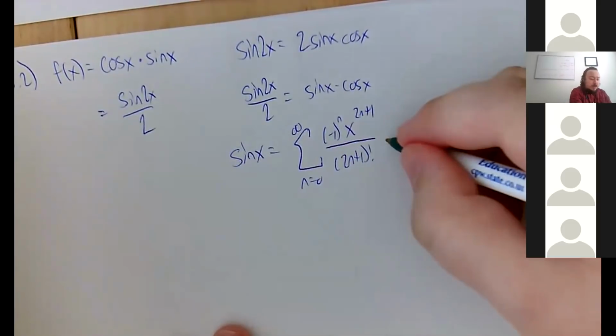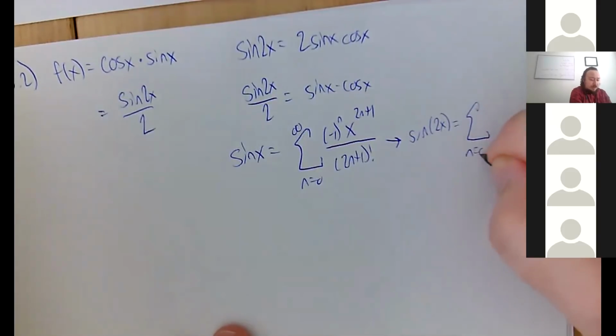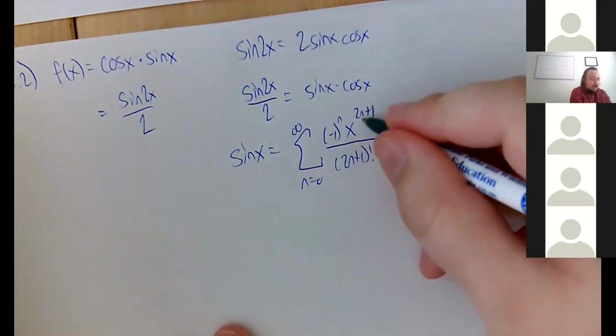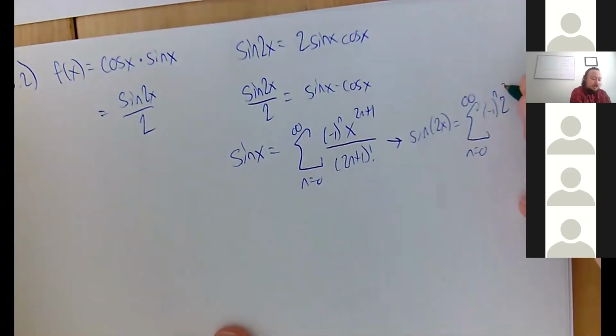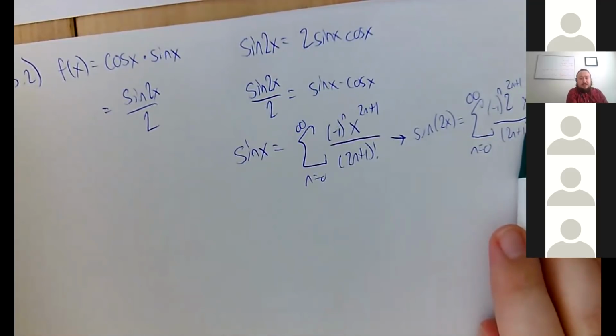So consequently, if we want sine of 2x, then we will substitute that in. So sine of 2x here is going to be the sum from 0 to infinity, negative 1 to the n. And then I put a 2 in here. So this will be 2 to the 2n plus 1, x to the 2n plus 1, and then 2n plus 1 factorial. All right, so there's my sine of 2x.